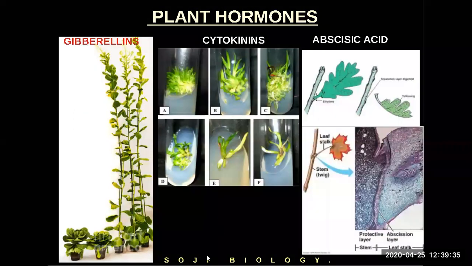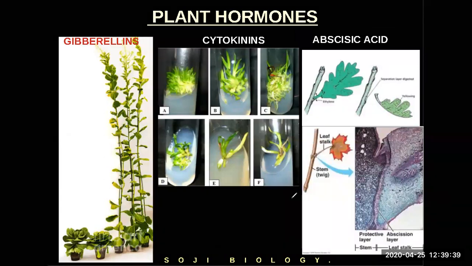Okay, look at the plant hormones. Plants produce many hormones. We have three different hormones in our syllabus. One is called gibberellin. We have studied auxin. Remember, the first one was auxin. What does auxin do? It helps in the growth of plants, right?